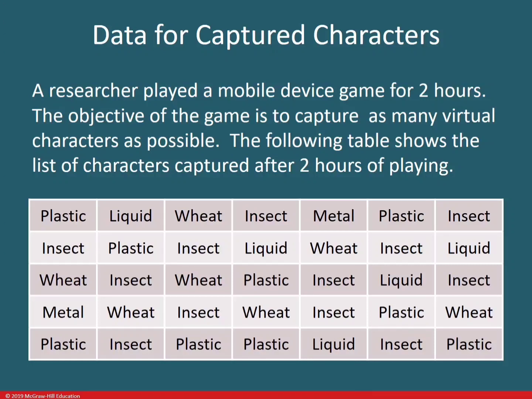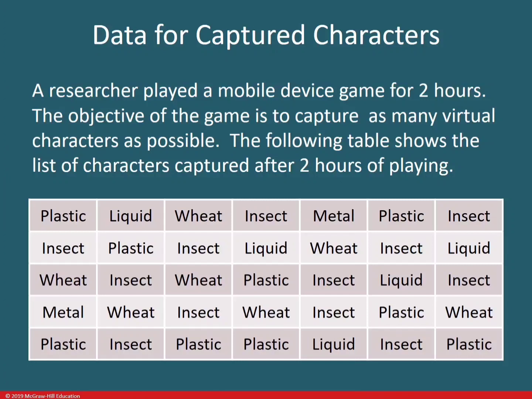A researcher played a mobile device game for 2 hours. The objective of the game is to capture as many virtual characters as possible. The following table shows the list of characters captured after 2 hours of playing. The names of these characters are plastic, liquid, wheat, insect, metal. Just scanning to see if there's any more. And that's the problem, I have to scan to see if there's any more. I have to look to see did I miss any.